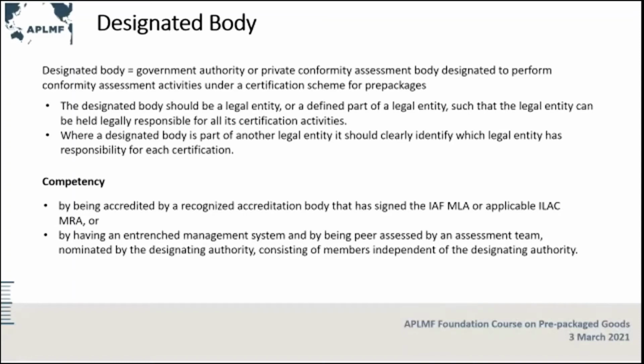Where a designated body is part of another legal entity, it should clearly identify which legal entity has responsibility for its certification. And we have to say that the designated body has to prove competency in two ways. The first one, they have to prove it by being accredited by a recognized accreditation body that has signed the IAF MLA or applicable ILAC MLA, or the designated body can prove their competency by having a management system and by being peer assessed by an assessment team nominated by the designating authority, consisting of a member independent of the designating authority. So it depends on how the national legislation creates the proof of the competency of the designated body itself. It can be by accreditation or by another peer assessment done by some specific team nominated by the government itself.